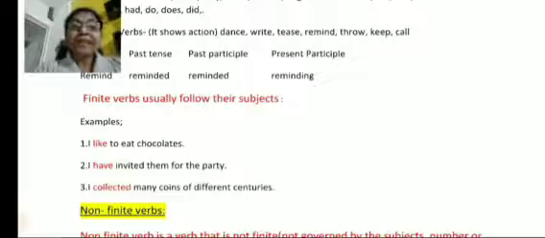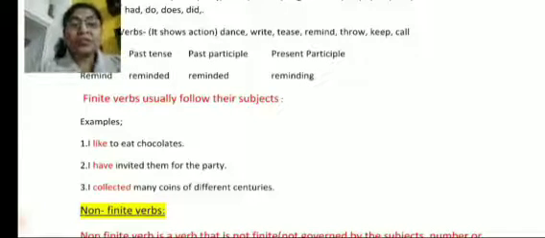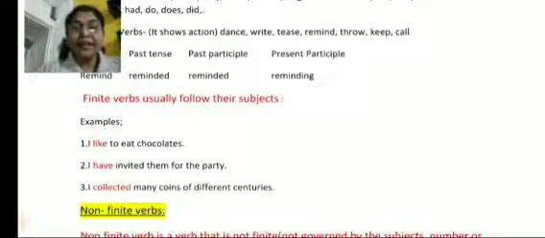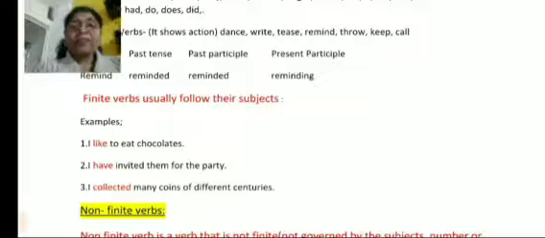Second example: I have invited them for the party. So have, what is it? It is a supportive verb. So have is also a finite verb. Why? Because it has come immediately after the subject. Now in the third example, the word collected: I collected many coins of different centuries. So collected is also a finite verb. Why? Because it follows the subject.